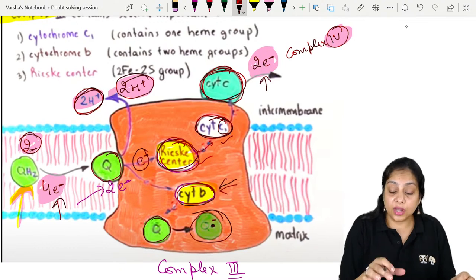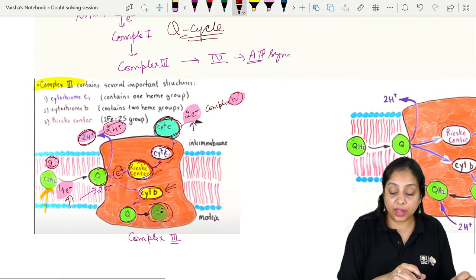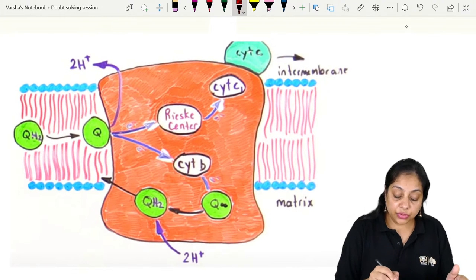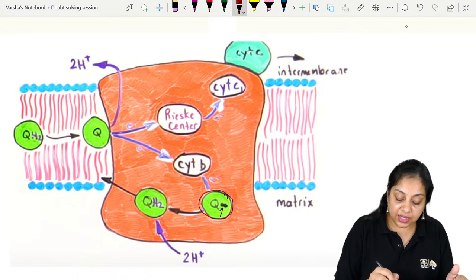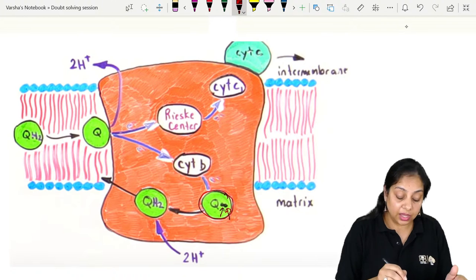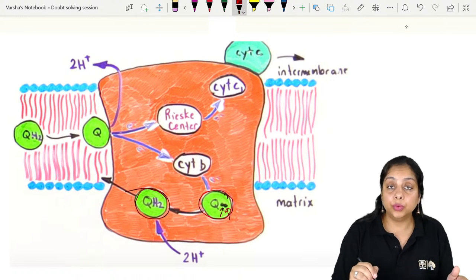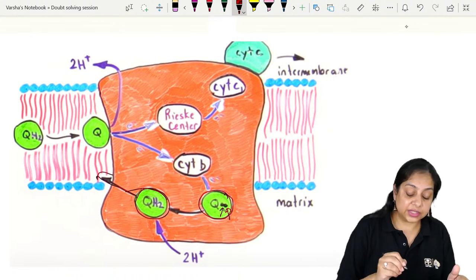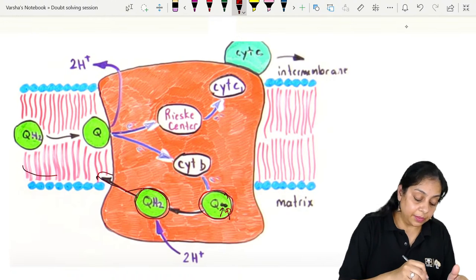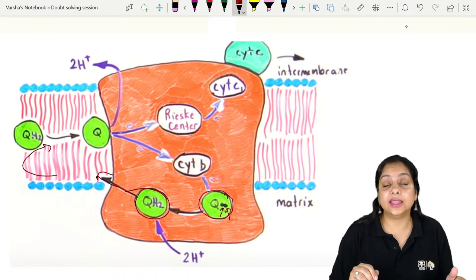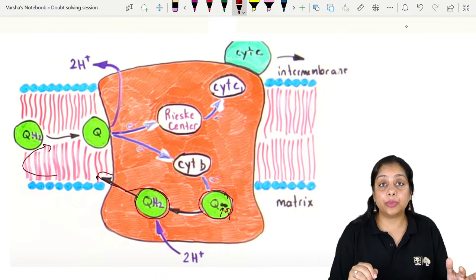This Q is holding that. Now let's look at another figure. See, now this Q is having the first electron, and having the second electron, it will be converted into ubiquinol. It will go outside, right? And then it will be reused. This is recycling. But this is how the entire process goes.